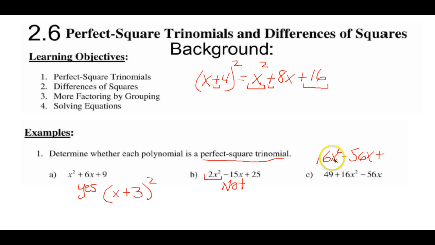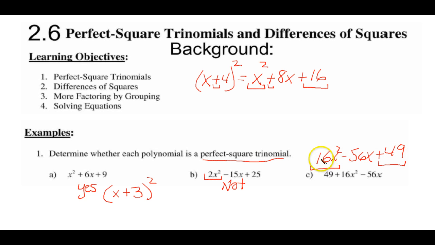Let's see if this is a perfect square trinomial. We have to put it in standard form. And this will be a 49 here. So is this a perfect square? Yes. Is this a perfect square? Yes. Now, the middle sign is negative. That's fine. Could be either negative or positive. It's just your end terms have to both be positive.